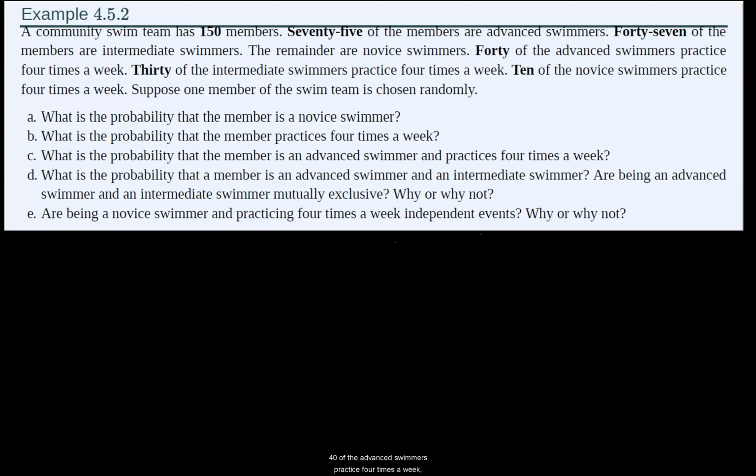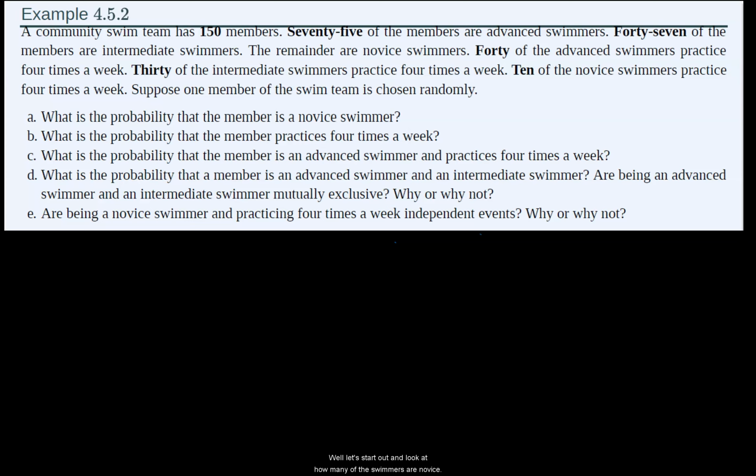40 of the advanced swimmers practice 4 times a week. 30 of the intermediate swimmers practice 4 times a week. 10 of the novice swimmers practice 4 times a week. Suppose one member of the team is chosen randomly. What is the probability the member is a novice swimmer?